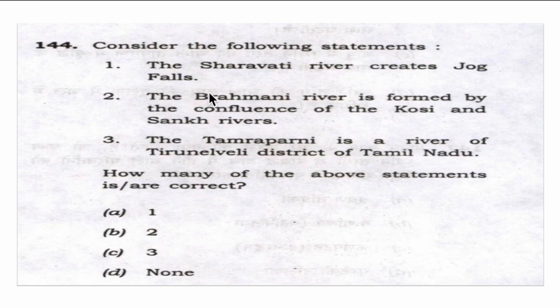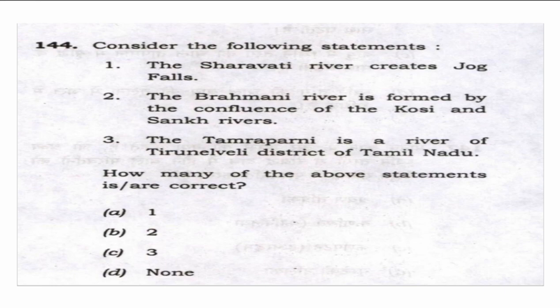Okay, so our second statement is wrong. Coming to the third one, Tamraparni, also called Tamirabarani or Porunai river. This river is a perennial river that originates from Agasyakudam peak in Pothigai Hills in Western Ghats. It is in Tamil Nadu. So, the third statement is also correct. So, 1 and 3 are correct, but it is not there in the answers. So, option D is the correct answer.